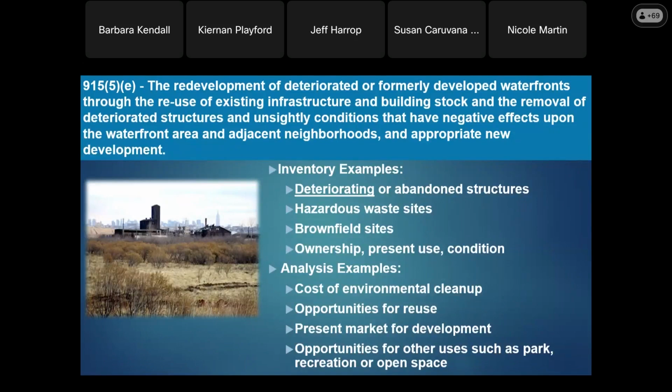Next, section 915.5e asks that the LWRP include how deteriorated and formerly developed waterfront sites could be redeveloped, how deteriorated and unsightly structures could be removed to improve the waterfront, and whether there is appropriate new development proposed. To discuss these issues, an inventory of the following is needed: sites that may have adverse effects on public and environmental health, safety, and welfare, and sites that may negatively affect the public impression and image of the waterfront.